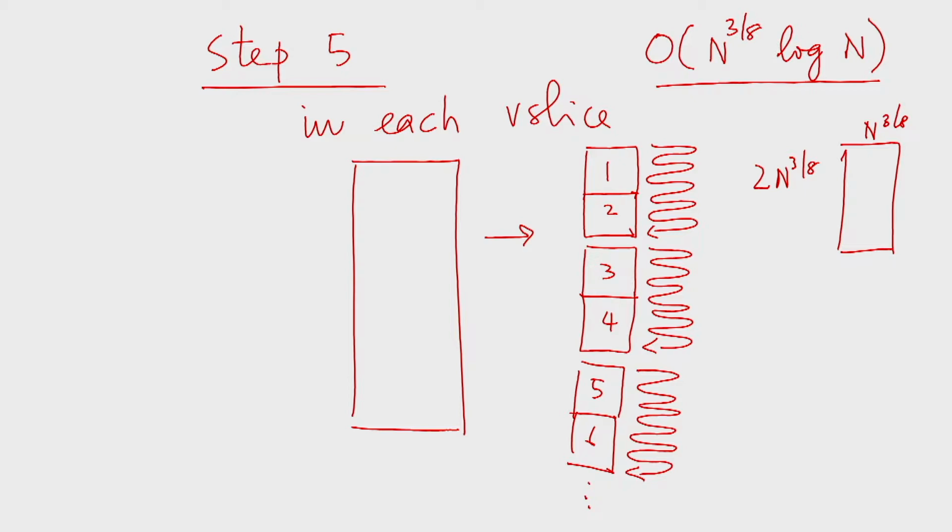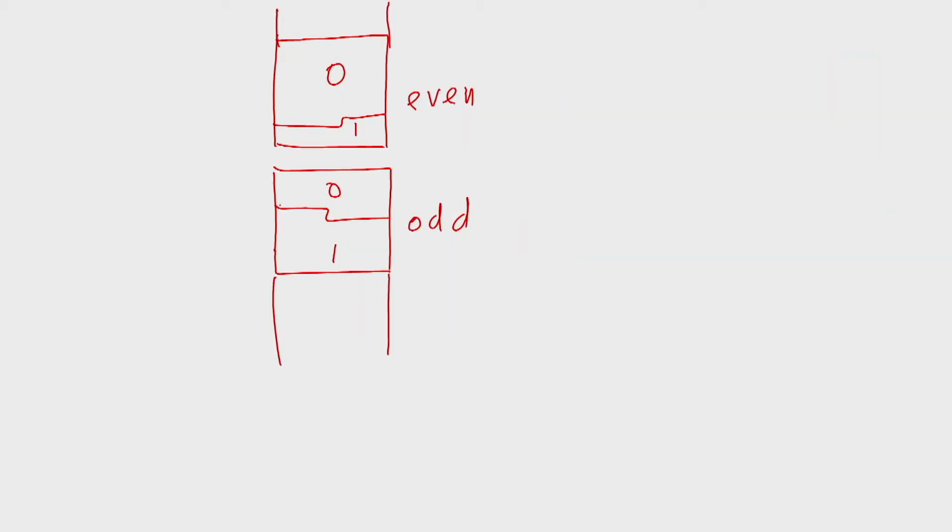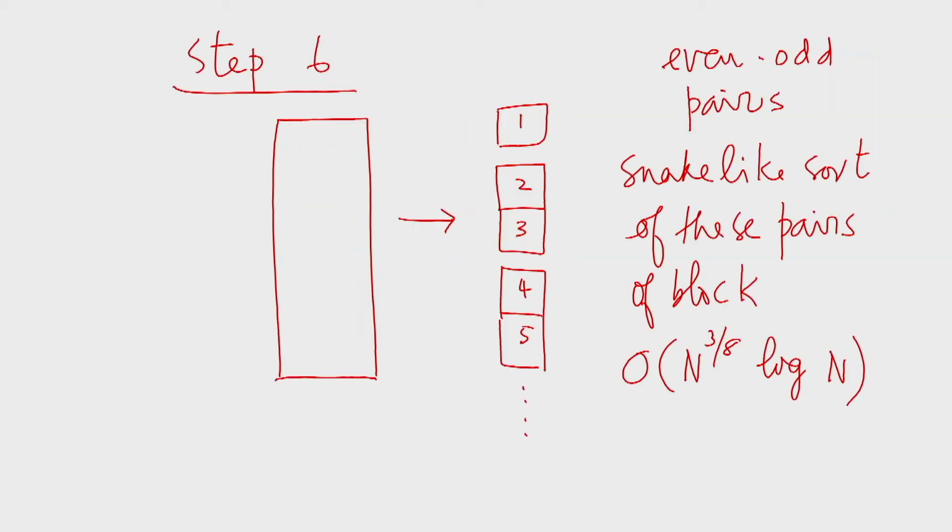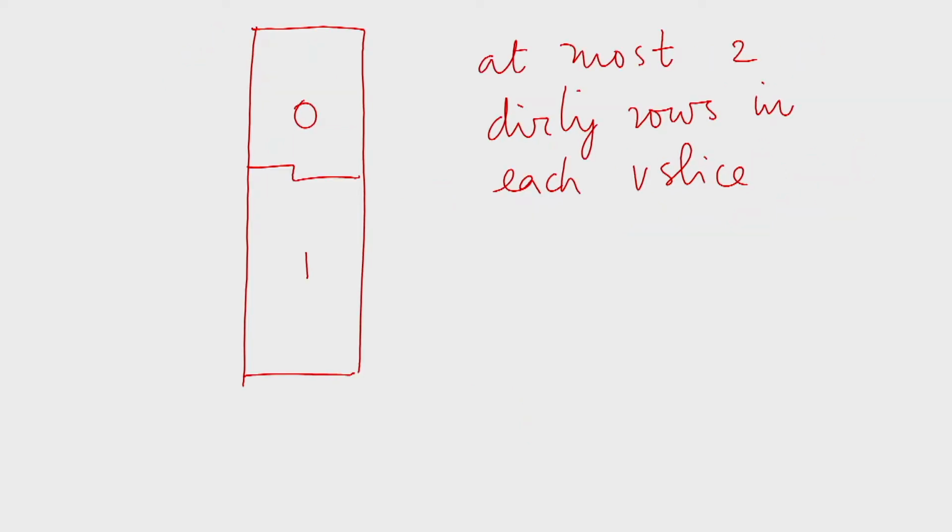Now every pair is sorted, but then the dirty band could be spanning an even-odd pair. To take care of that eventuality, we consider the even-odd pairs as well. In step 6 we consider pairings of this sort and sort every pair. This will ensure that every vertical slice is clean. Now there is at most one dirty row in each vertical slice.